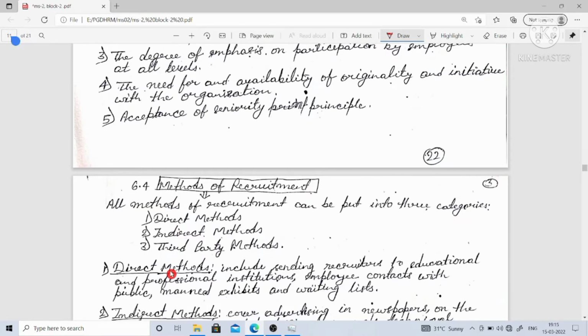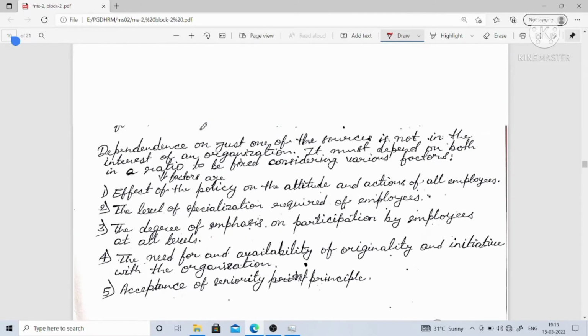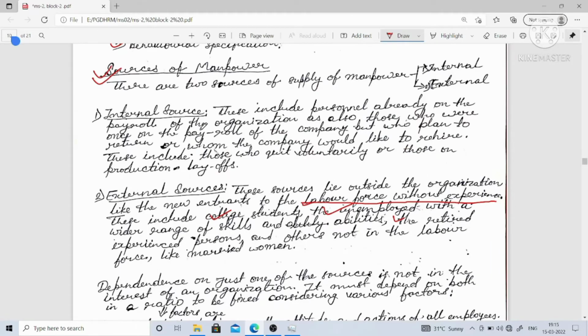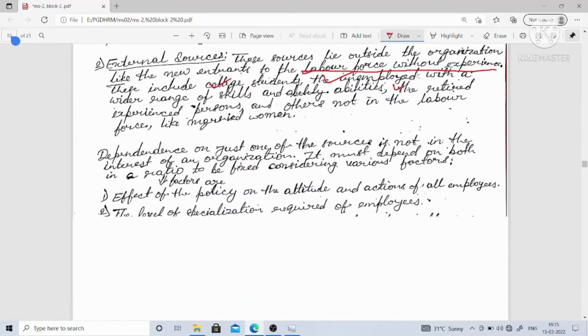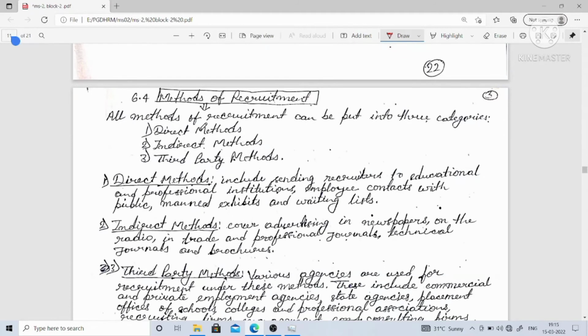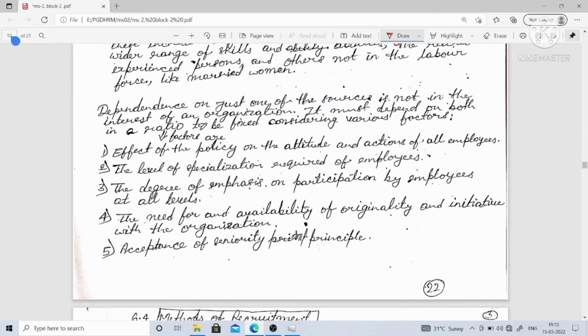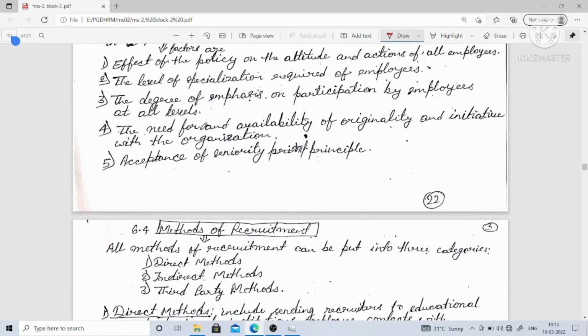So these are the forces. Now in the fifth one, it was given acceptance of seniority, whether the organization works on seniority or not, whether it gives more value to knowledge and skills rather than seniority, meaning rather than experience. So the organization should consider all these things when it wants to hire people from an external or internal source. So that ratio should be based on considering all these factors.